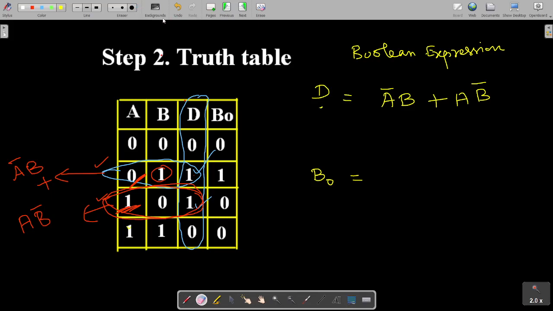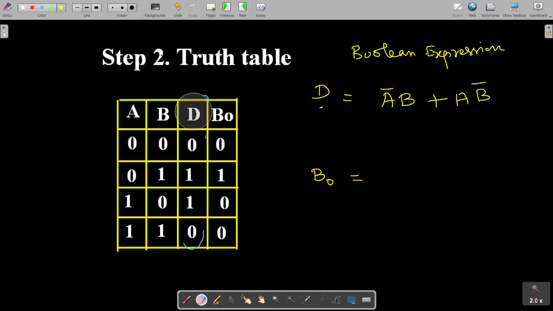Then we go for the next. What is the next output? The next output is B naught. So for B naught, you go for this column. In this we have only one, a single one available at the output. For that, the input combination is this one. So A is 0, that means A bar, and dot means product, and B is 1. So you have to write the literal as such.